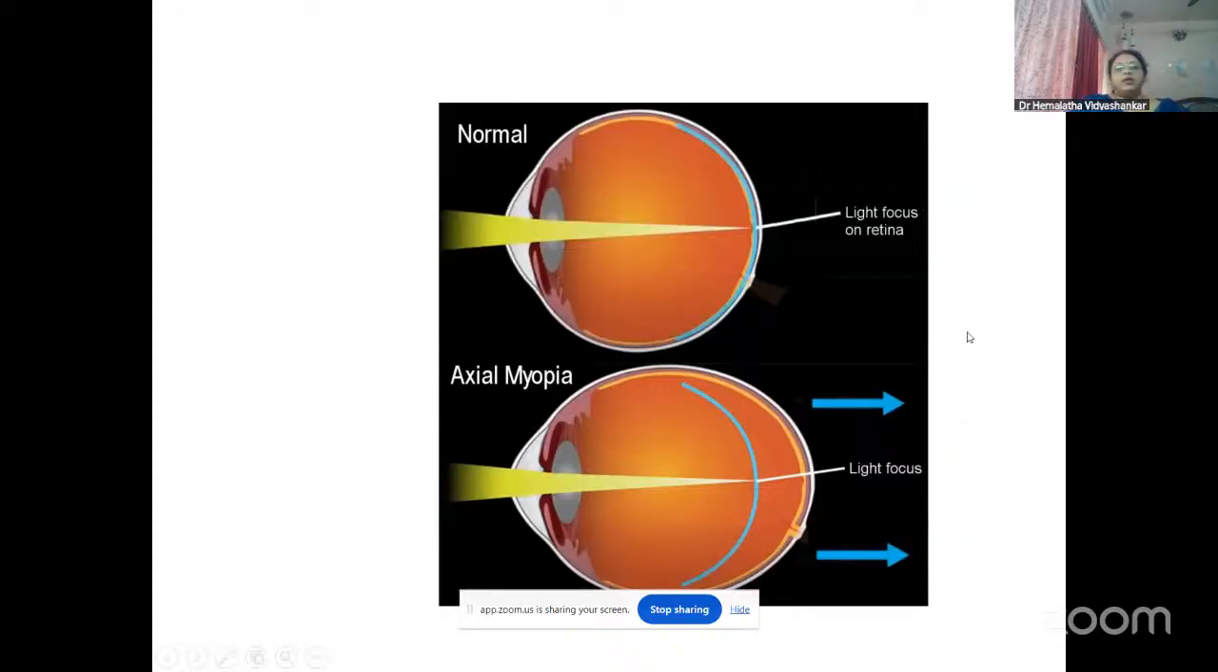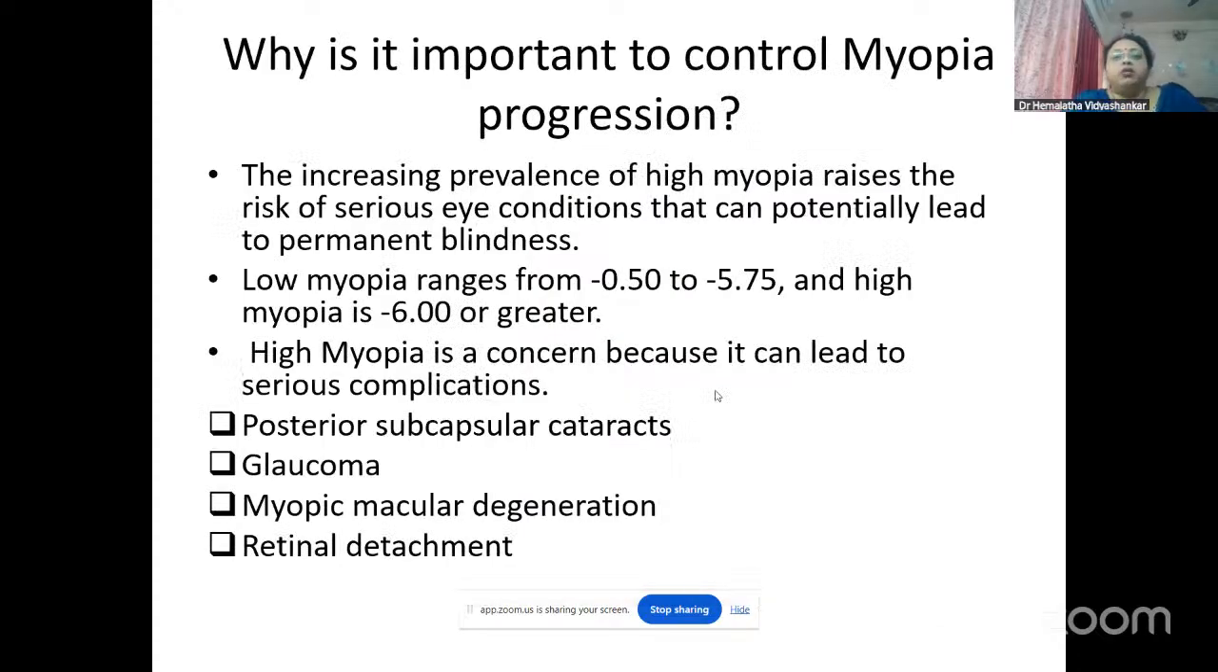Now, if we see this picture, in the above picture, the light is falling on the retina. When there is an axial elongation, the main reason for myopia, the eyeball becomes bigger and hence the light is not able to focus on the retina. Why is it important to control myopia? High myopia is considered a myopia of -6 diopters or greater. High myopia, in addition to wearing glasses, is associated with serious complications like early onset of cataract, more risk of developing glaucoma, retinal problems like retinal detachment, and myopic macular degeneration.